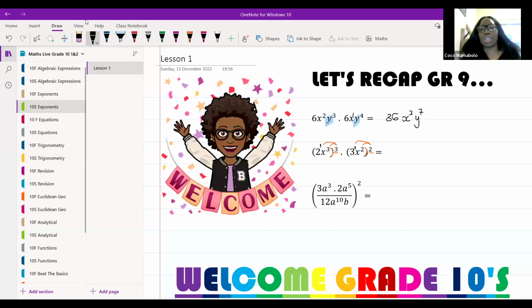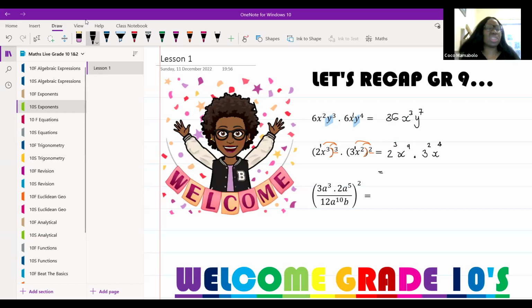So I'm going to get 2 to the power of 1 times 3. That's 2 to the power of 3. And then x to the power of 3 times 3. That's x to the power of 9 multiplied by... I'm going to do the same over here. I'm going to get 3 to the power of 1 times 2. That's 3 squared. And then x to the power of 2 times 2, x to the power of 4.